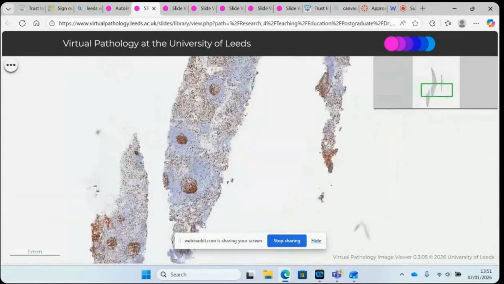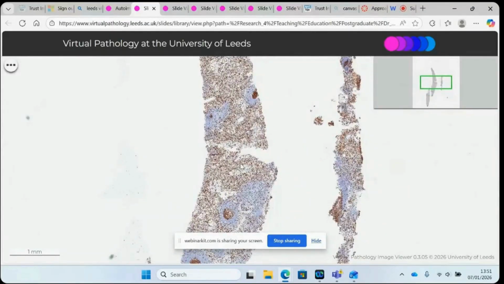So it's a nice example of rheumatoid arthritis, lymphadenopathy with increased plasma cells.